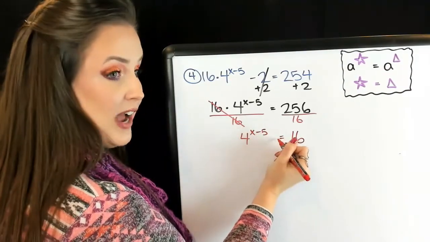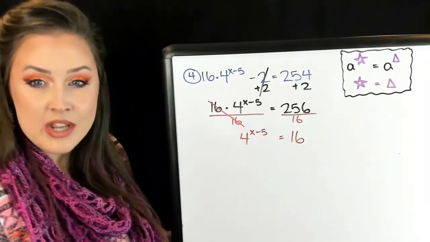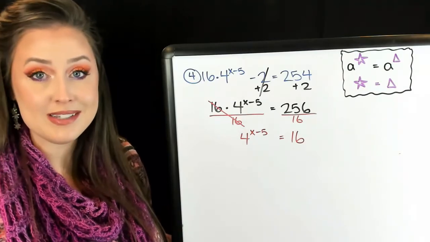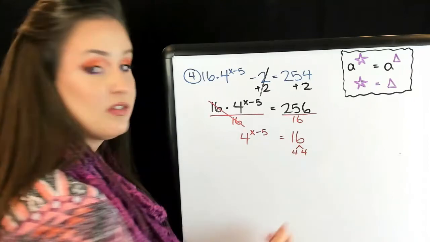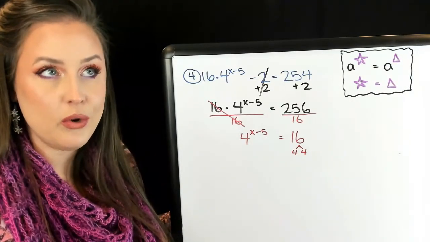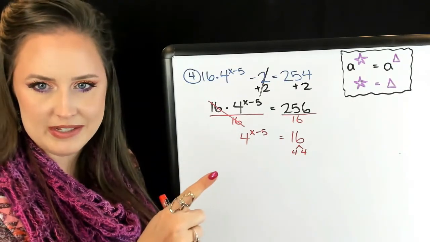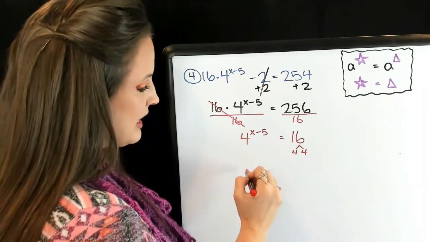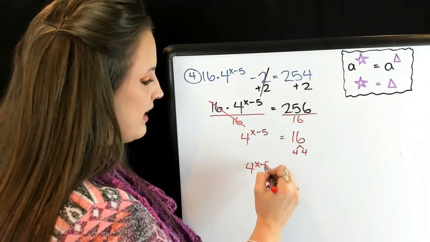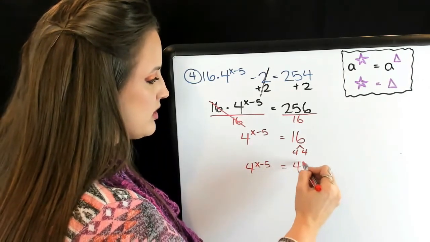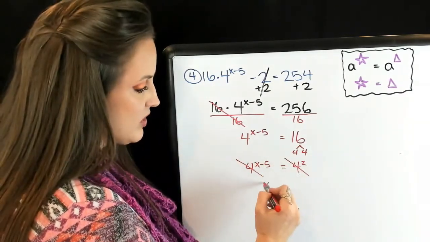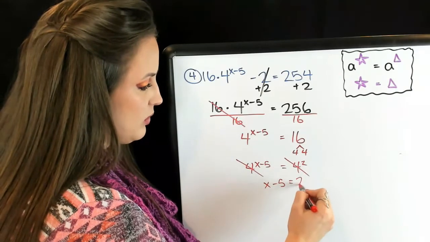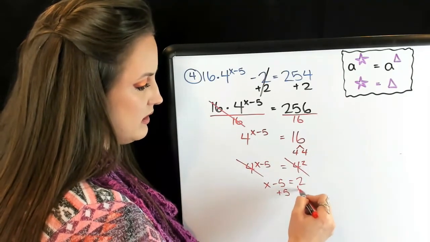So 4 to the x minus 5 is now equal to 16. Now we can work on making our bases the same. Now with 16, note that we can just keep it as base 4. Could we go all the way down to base 2? Absolutely, because that would work on this side. We're just going to stick with the 4's. So now we have 4 to the x minus 5 equals 4 squared. We can drop those bases and then just finish solving from there. X minus 5 equals 2, add 5 to both sides.